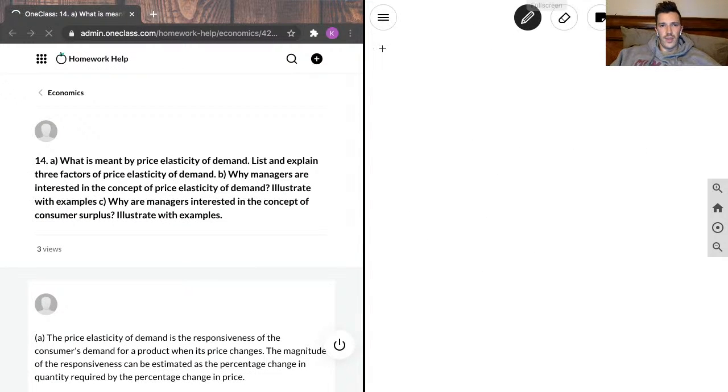I think this is the last question. What is meant by price elasticity of demand? List and explain 3 factors of price elasticity of demand.